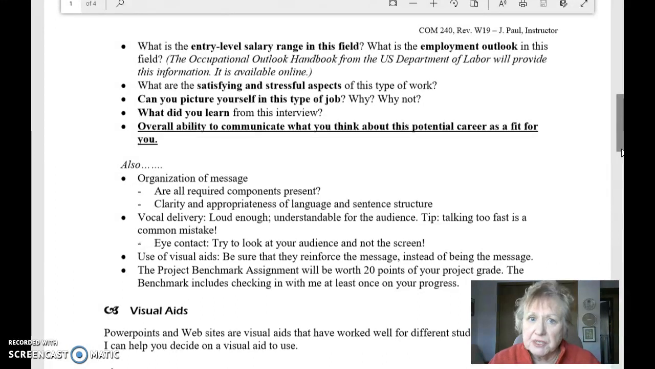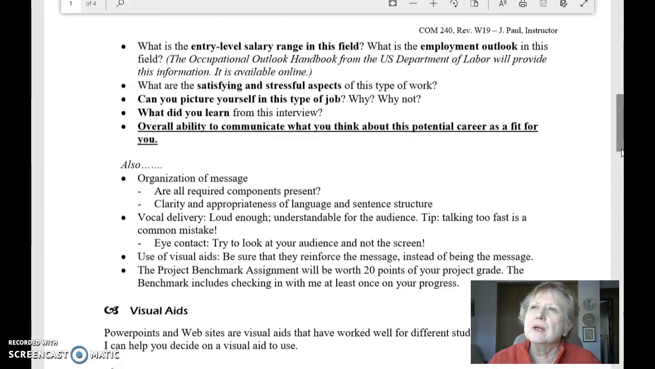There are a lot of online resources for what different types of work pay. How about the satisfying parts of the job for this particular person? How about the stressful parts of the work? Those are important to know. And very importantly, can you picture yourself in this type of job?